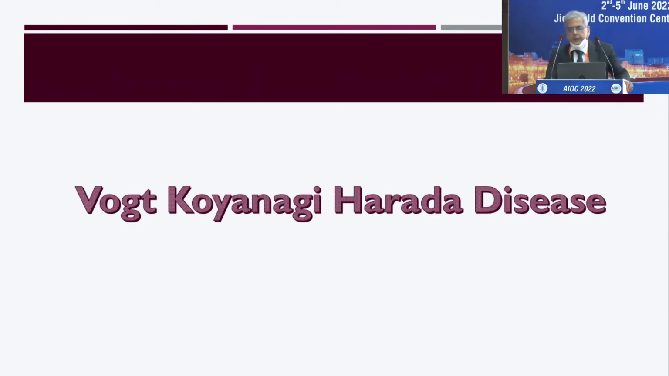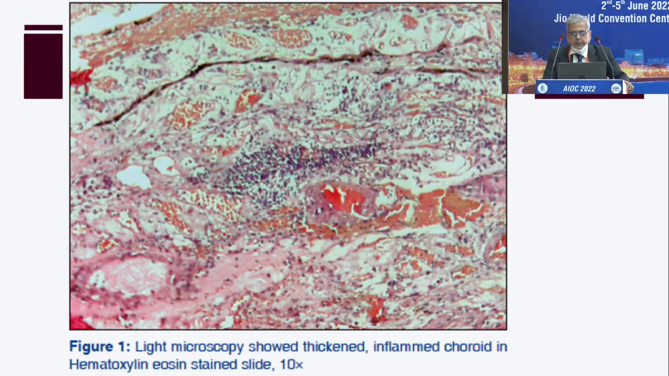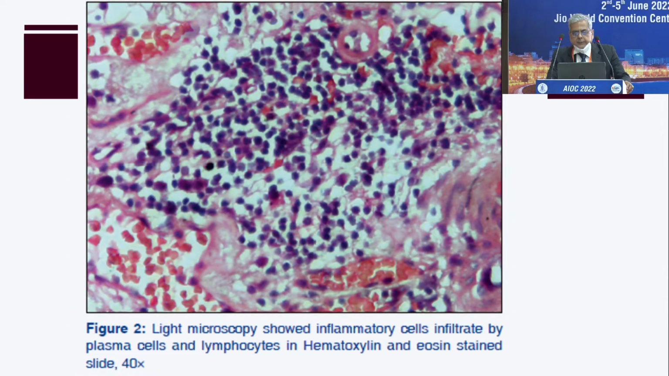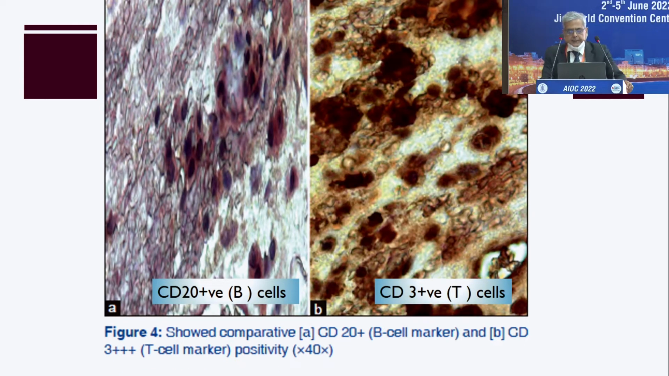In a case of Vogt-Koyanagi-Harada disease, we rarely enucleate the eye, but one eye, which was a blind eye, was removed, and we did a clinicopathological and immunohistochemical study with Dr. Dipankar Das. Here we could demonstrate inflammatory cellular infiltration in the choroid, a diffuse infiltration comprising mainly lymphocytes, predominantly CD3 positive T lymphocytes. However, a few B lymphocytes were seen, but in contrast to the T cells, mostly it is a T cell mediated disease.